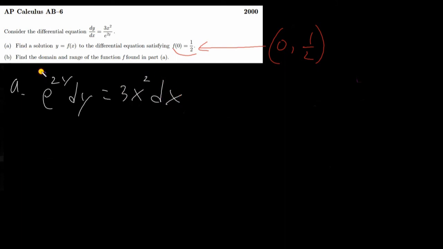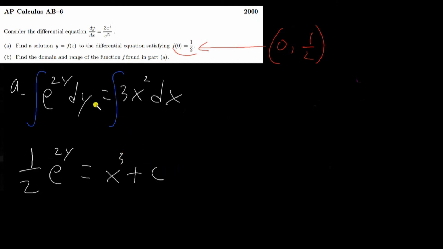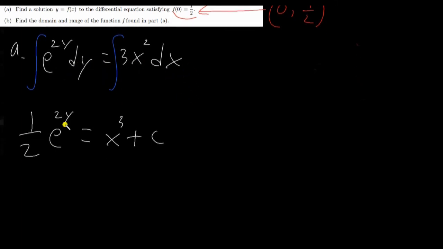And then now we can take the integral of both sides. You can do a u substitution if you want, but by now you should really be able to do this kind of stuff in your head. You're going to get 1/2 e to the 2y, and then over here we're going to get x cubed plus c. Notice how I didn't include a plus c on this side too, because when you're solving a differential equation, you really only need one constant. Since if there was a constant here, you could just bring that to the other side, and then you'd have one constant anyways.